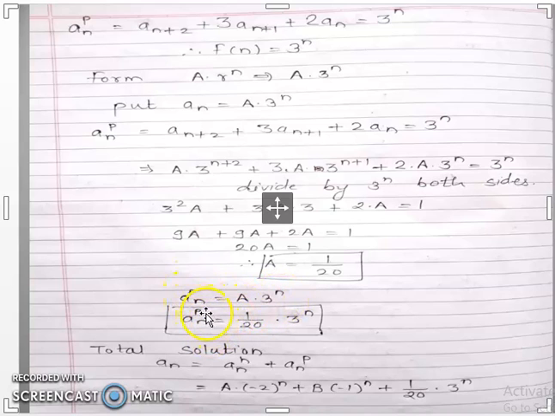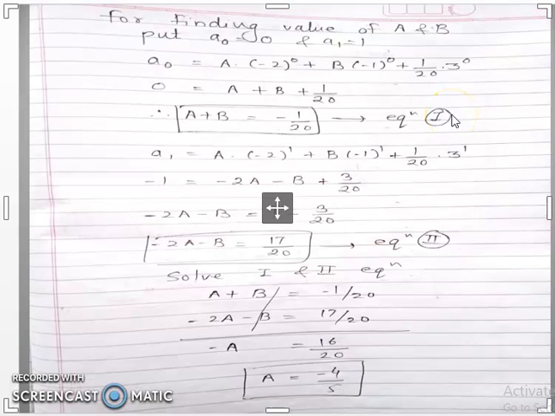Then the particular solution is equal to, as the value we put in this equation, 1 upon 20 into 3 raised to power n. Therefore, we get both terms, that is, the homogeneous part solution and the particular solution part. So the total solution of the given recurrence relation is an is equal to the homogeneous part plus the particular solution part. Firstly we get the homogeneous part, that is a into minus 2 raised to power n plus b into minus 1 raised to power n, plus as it is, and the particular solution part, just add it: 1 upon 20 into 3 raised to power n.